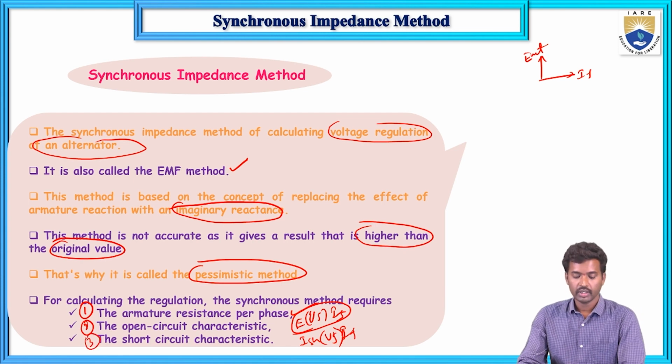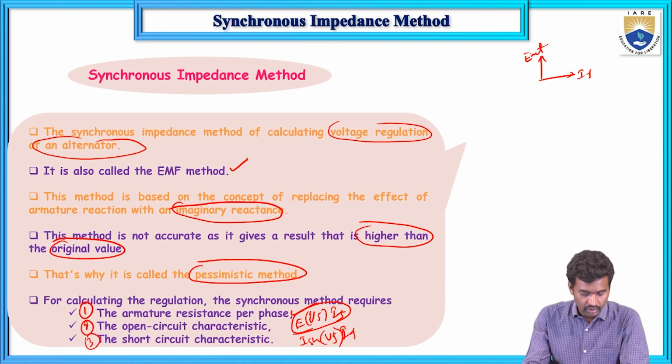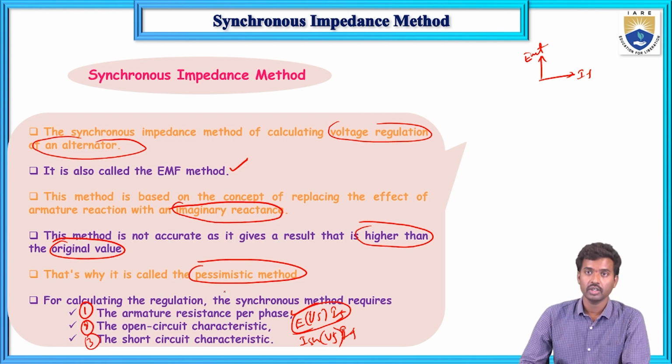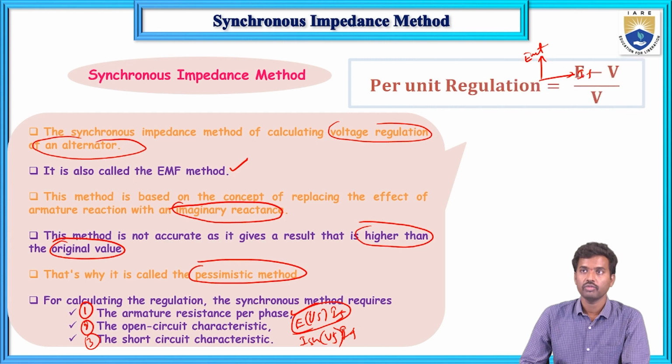So for calculating the voltage regulation of alternator by the synchronous impedance method, we need three parameters. We have to conduct three tests: armature resistance per phase, and then the open circuit characteristics and short circuit characteristics. To get these three parameters, these are the three requirements. So first, this is the voltage regulation formula.